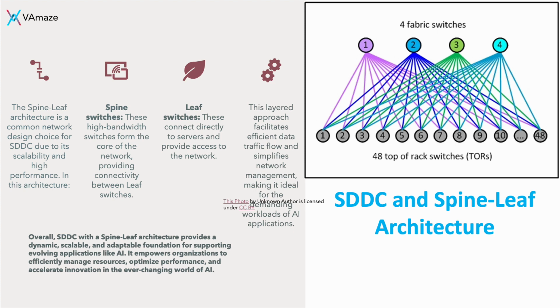The layered approach facilitates efficient data flow and simplifies network management, making it ideal for the demanding workloads of AI applications. Overall, a software-defined data center with the spine-leaf architecture provides a dynamic, scalable, and adaptable foundation for supporting evolving applications like AI. It empowers organizations to efficiently manage resources, optimize performance, and accelerate innovation in the ever-changing world of AI.